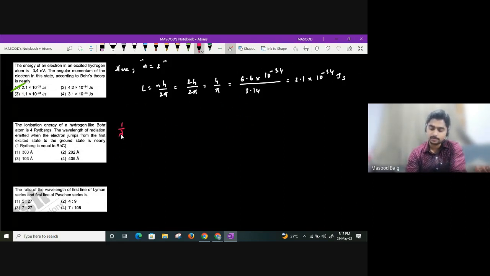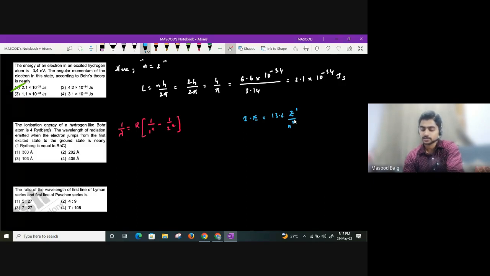What we can write is 1 by lambda equals R into 1 by 1 square minus 1 by 2 square, because it is making a transition from the first excited state to the ground state. A hydrogen-like atom is given, and its ionization energy is 4 Rydberg. I've just told you what ionization energy is: it is given as 13.6 into Z square divided by N square.